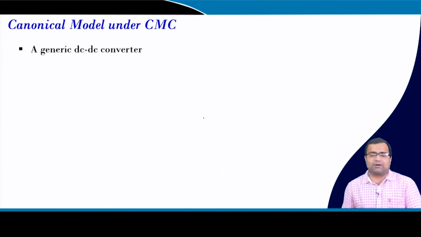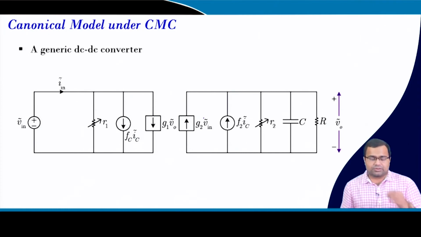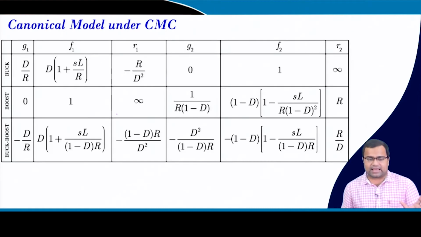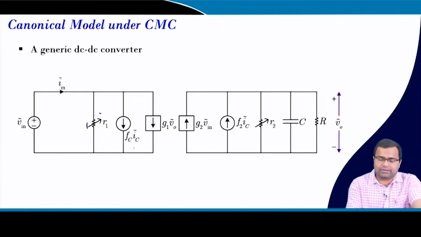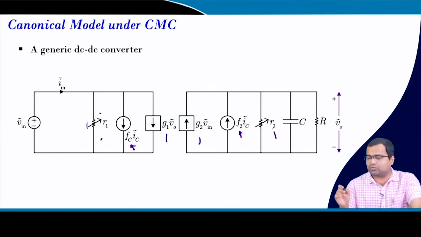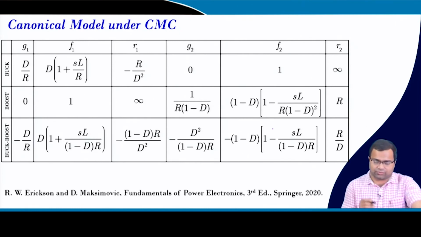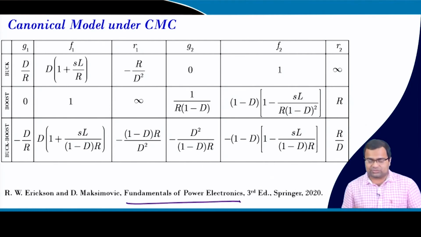Now, canonical form under current mode control. This method can be applied to, we did it for a boost converter, we can do it for a buck converter, for a buck-boost converter. If we apply it, then we can get the input current. Similarly, this is a generic representation, okay, and this canonical table gives the values of Fc, F2, R1, G1, G2, R2, everything in this canonical form, and for further detail you can refer to this book.